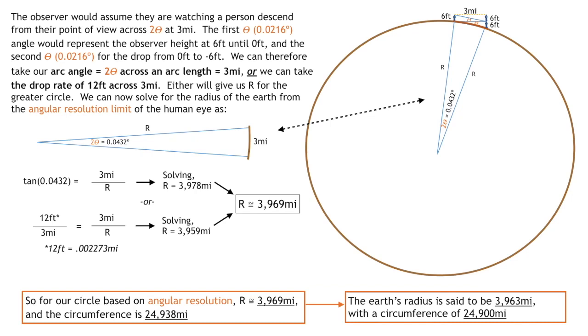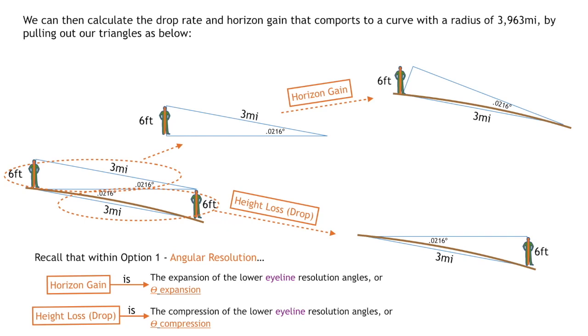So for our circle based on the angular resolution limit of the human eye, we can calculate a radius of 3,969 miles, and the circumference then comes out to 24,938 miles. And coincidentally or not, the Earth's radius is said to be 3,963 miles with a circumference of 24,900 miles. We can then calculate the drop rate and horizon gain that comports to a curve with a radius of 3,963 miles by pulling out our triangles as below.